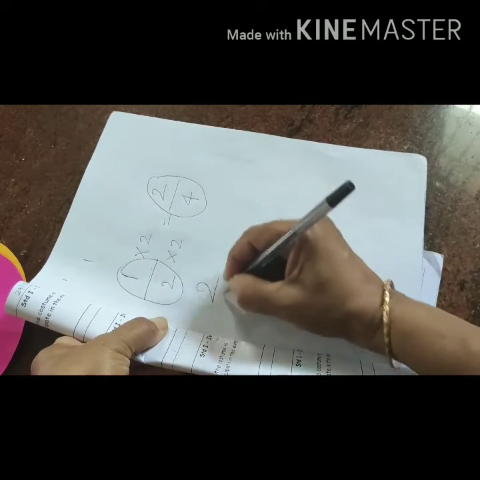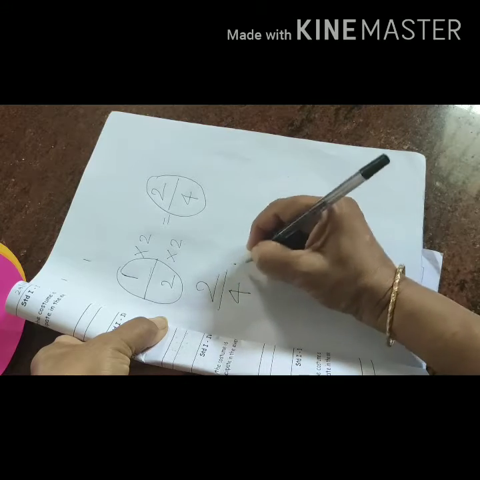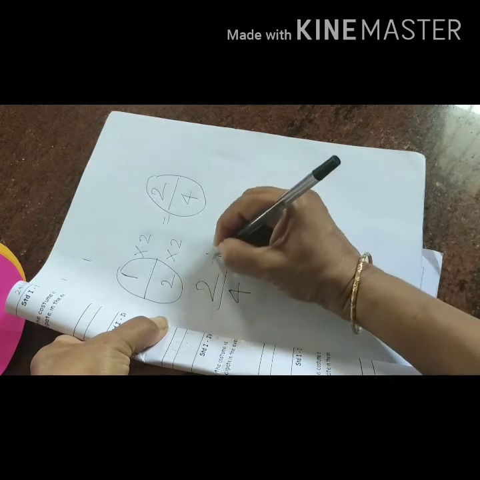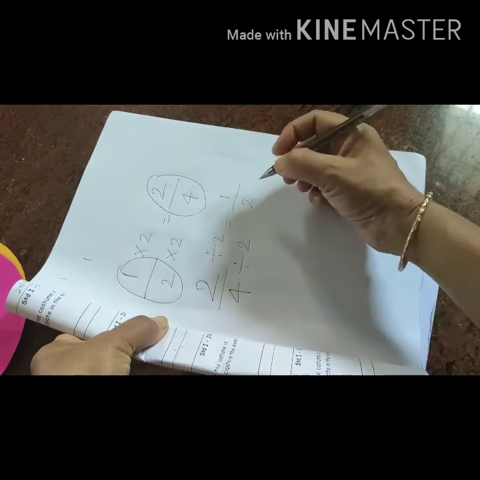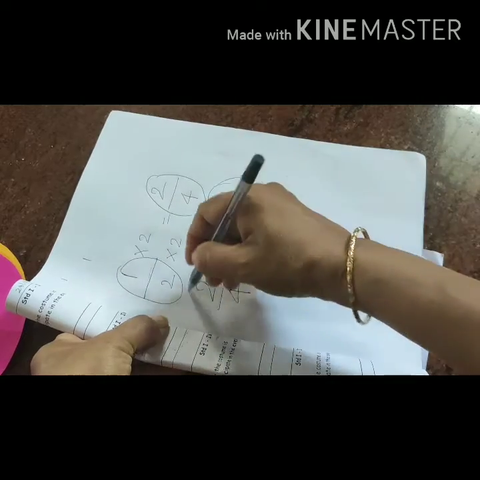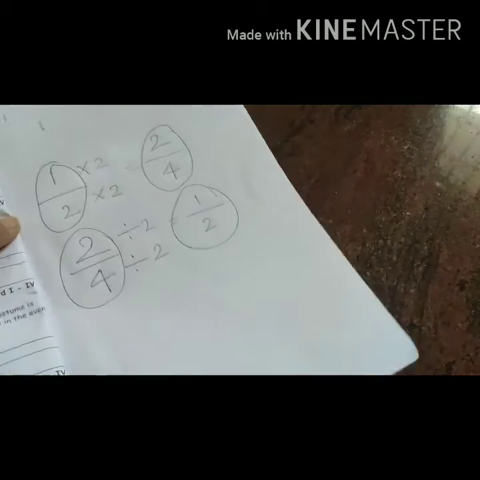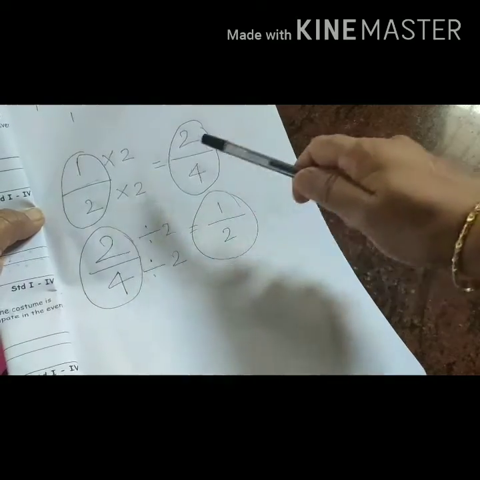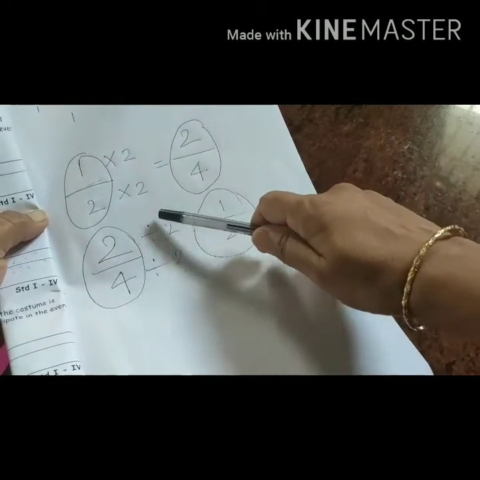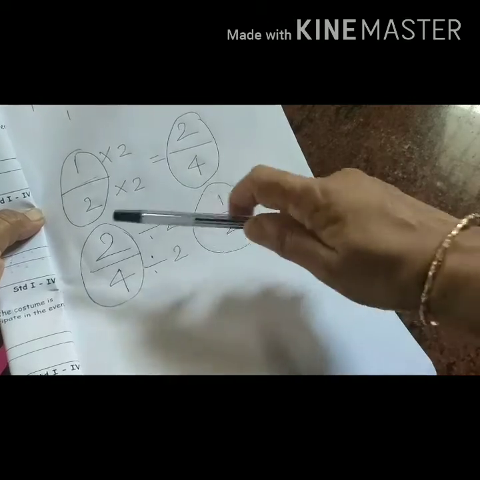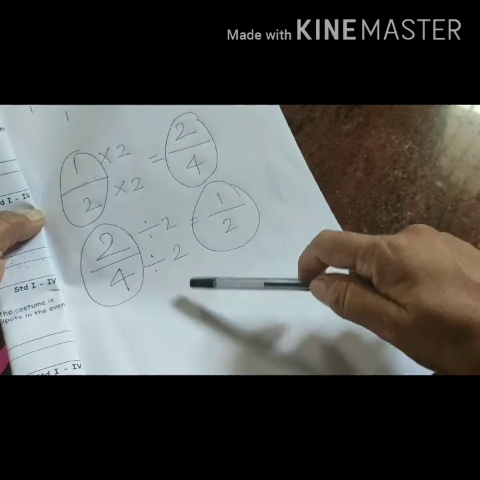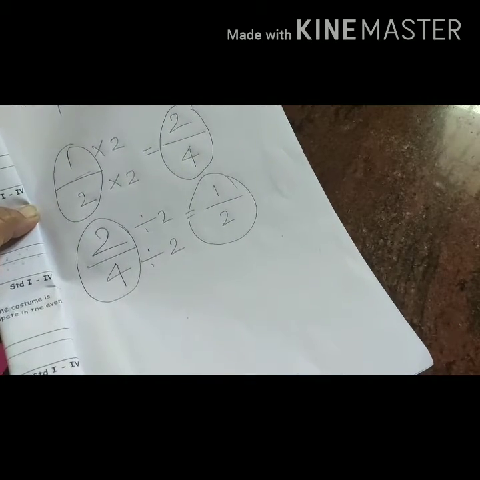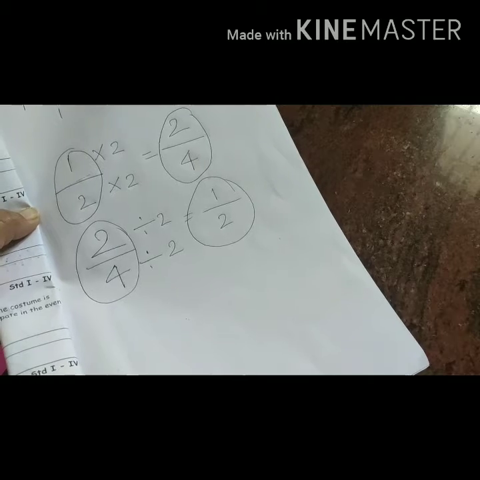See, 2 upon 4, divided by 2 and divided by 2: 2 divided by 2 is 1, then 4 divided by 2 is 2. Not only by multiplying, by dividing also we will obtain the equivalent fractions. 1 upon 2 multiplied by 2 in the numerator and in the denominator gives 2 upon 4. And 2 upon 4 divided by 2 in the numerator and in the denominator gives 1 upon 2. So, 1 upon 2 is equal to 2 upon 4, that is known as equivalent fractions.